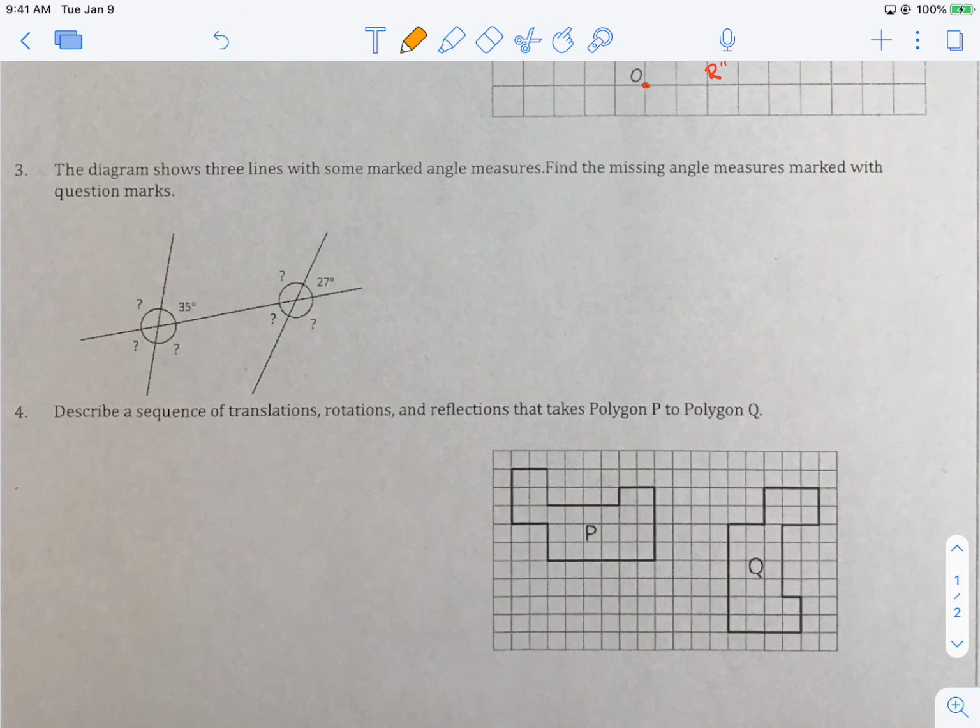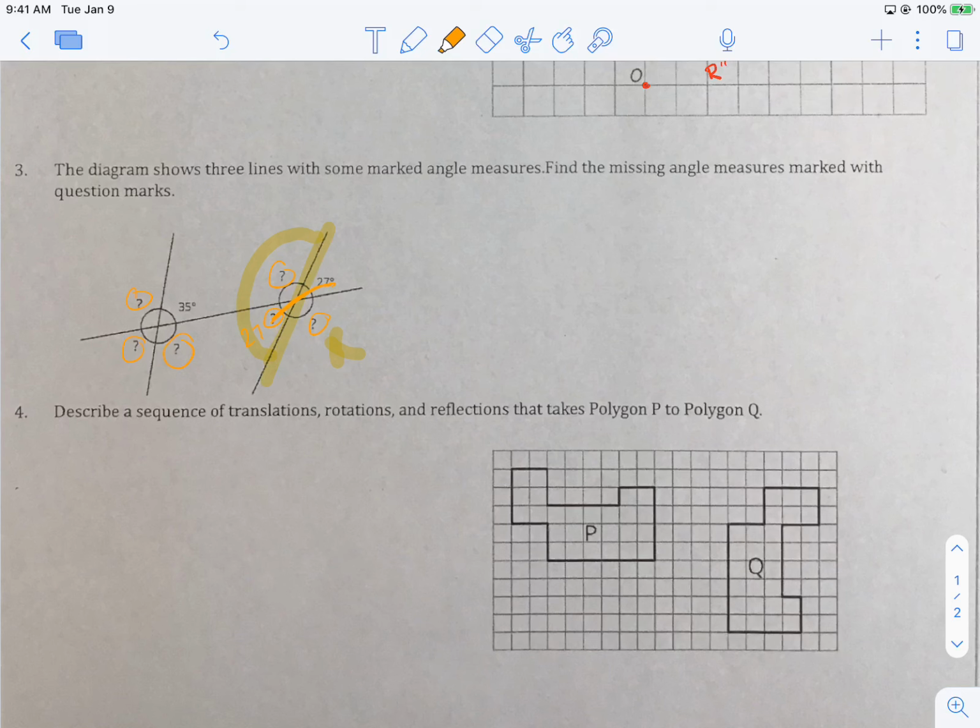Down here, the diagram shows 3 lines with marked angle measures. Find the missing angles marked with question marks. So you're trying to find these question marks. This is where it brings back in prior knowledge. We have to know vertical angles and supplementary angles. If I look at this angle and across from it, if this one's 27, this must be 27. And then if I see this is a straight line, so from here to here has to equal 180, I can figure out 180 minus 27 and find that one. And once I know it, I will know this one as well. So you're going to work those and see if you can find all 4.